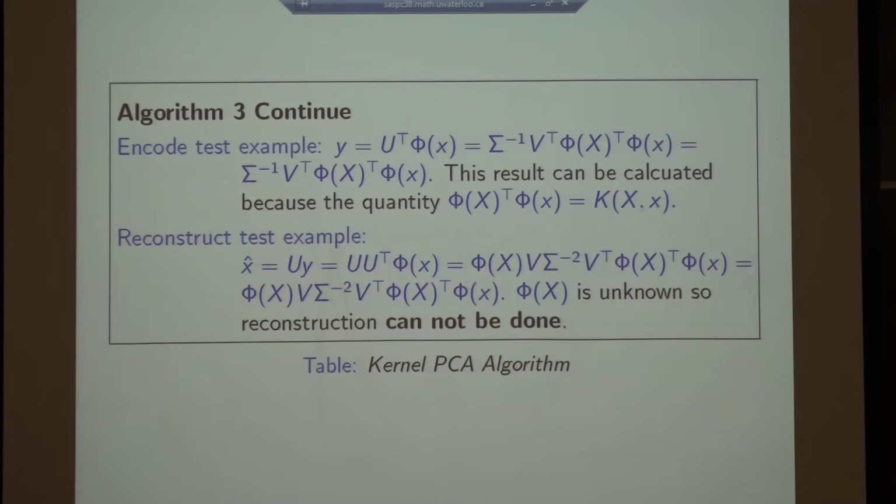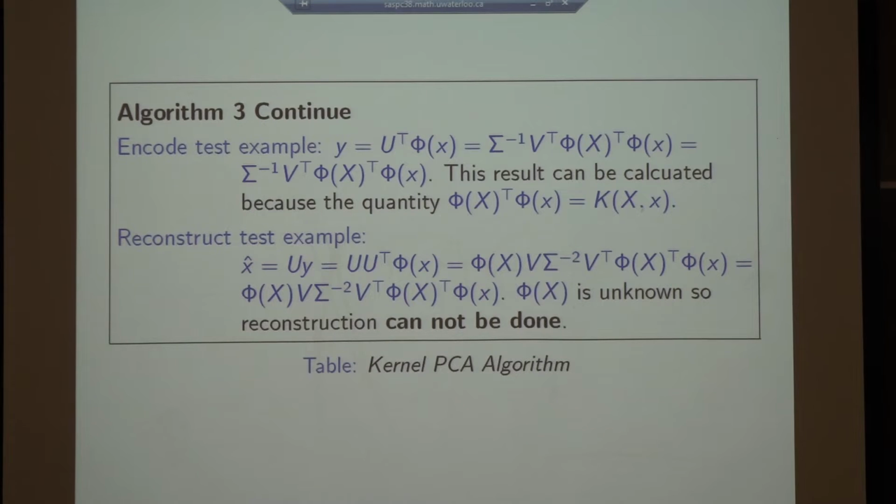So we cannot do reconstruction in kernel PCA, but we can map points in lower dimensional space. We can do out of sample. For out of sample, it's simply U transpose phi of x, a single point, which in dual form is sigma inverse V transpose phi of x transpose phi of x. This is a kernel, so I can compute it. That's fine. This capital X is the whole data that you had in training. The small x is out of sample.